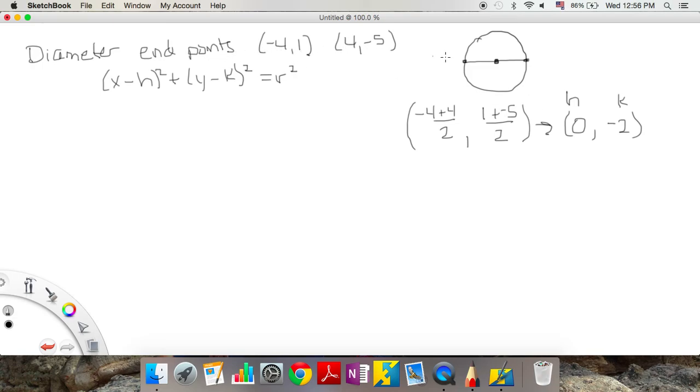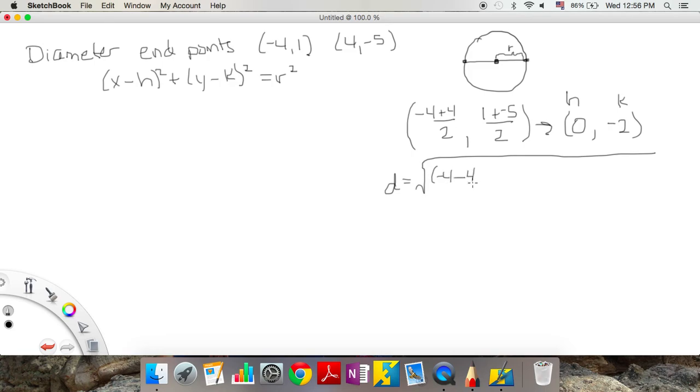Now what else do we know about a diameter? Well, we want this value here, r, but the diameter is twice that. So if we find out how long this diameter is, how long this line segment is, and then take half of that, we'll know what r is. So we need our distance formula. So the diameter is, we use that distance formula.